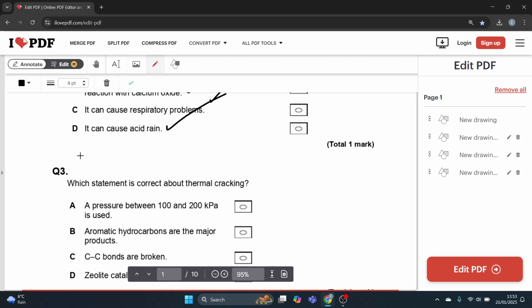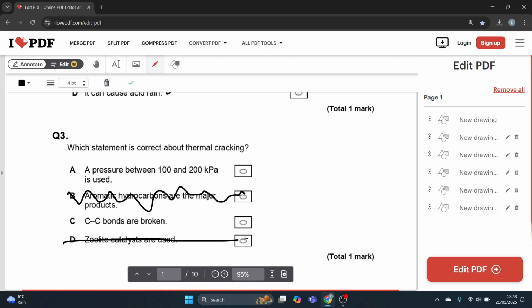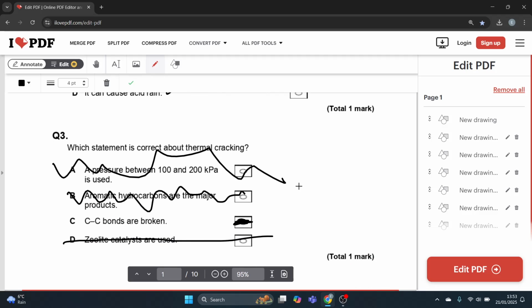Question 3, which statement is correct about thermal cracking? Aromatic hydrocarbons are the major products. No, that is for catalytic cracking. So that's a trick to trip you up. Zeolite catalysts are used. No, that's catalytic cracking. So I'm left with A and C. Carbon-carbon bonds are broken. Yes, that is true. A pressure between this much is used. No. So the answer is 3C, carbon-carbon bonds are broken.